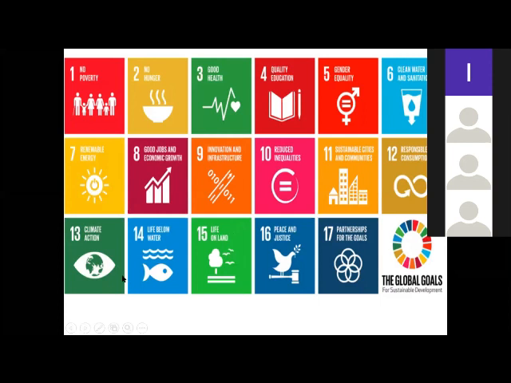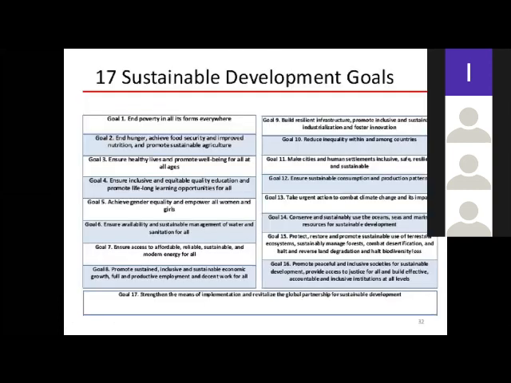Then we have biological aspects: life below water, life on land, peace and justice, climate action. Climate. This is what we were talking about: climate change, climate action, right? And coming together, all 17 goals are, some are more or less social based, some are economic based, some are environmental based. Now, in detail, we can see here what they talk about.